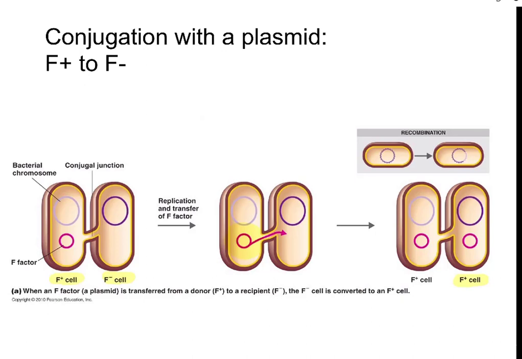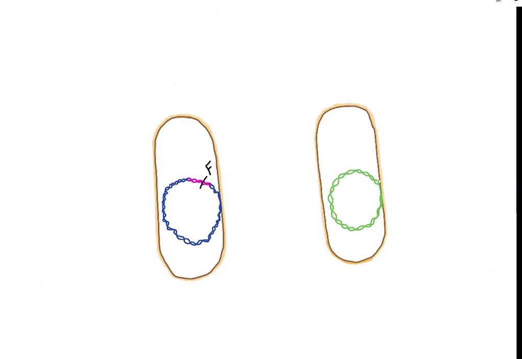So now let's take a look at the other version of conjugation that I outlined, HFR to F minus. So here we have an HFR cell and an F minus cell. And once again, the donor is going to be the HFR cell because they carry that F factor, which allows them to synthesize a conjugation pilus directly to the intended recipient, which is F minus. But now there is no F plasmid to transfer. So what is going to be transferred? Well, it turns out that part of the chromosome is going to be transferred.